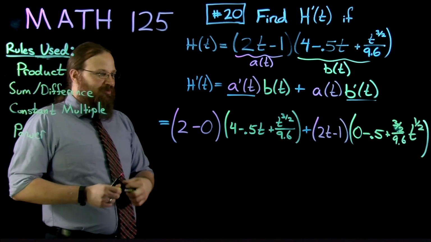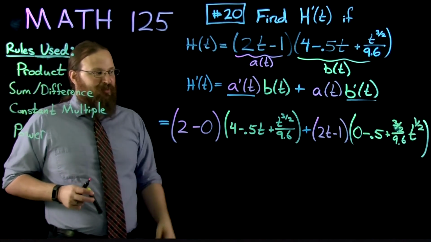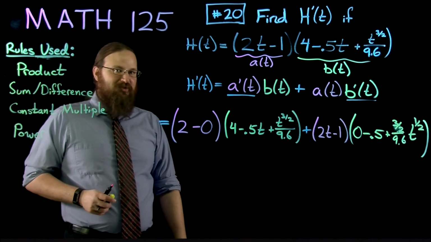So we use the power rule, and then we use the product rule, and then each part that was left is just a sum and difference rule. Keep in mind, on the gateway, there is no need to simplify.